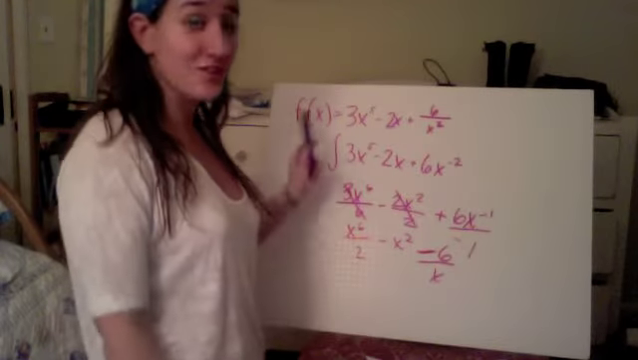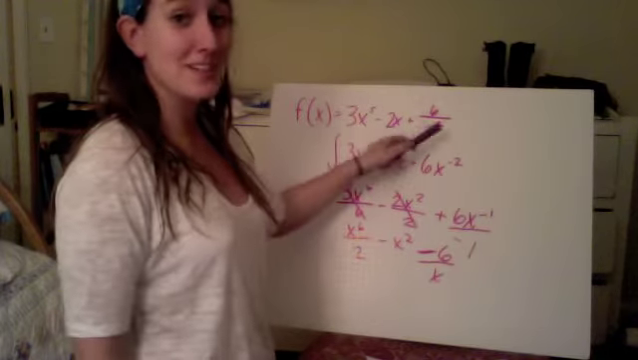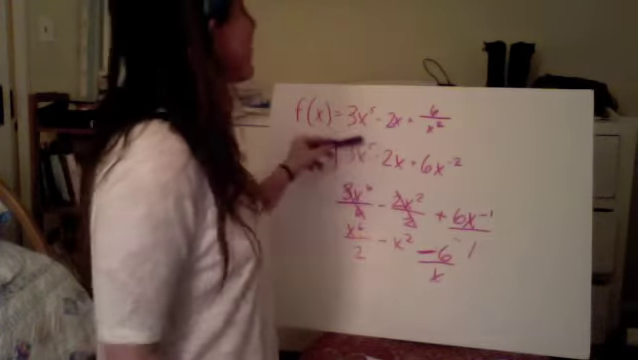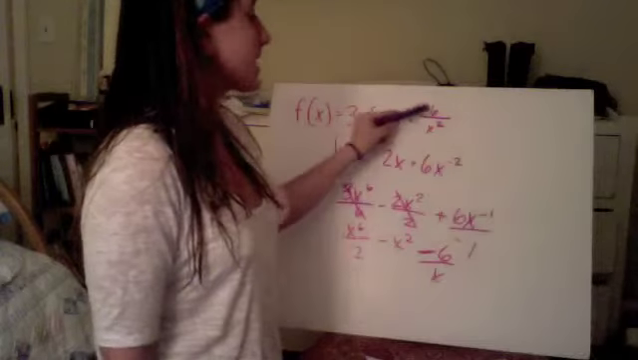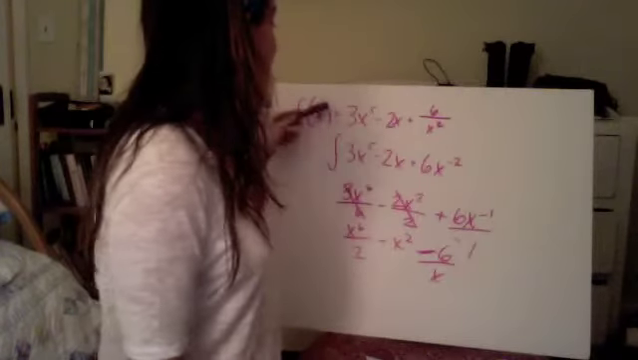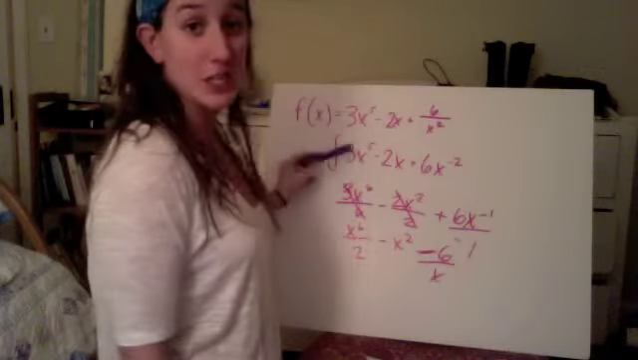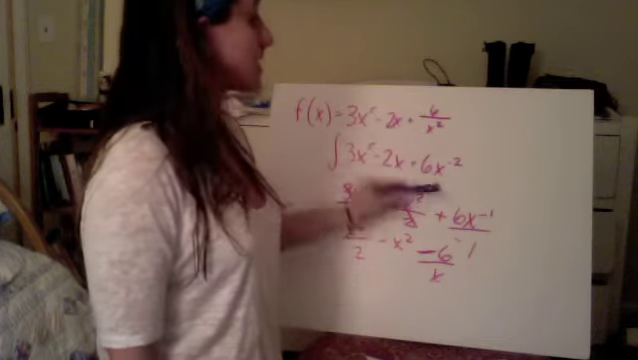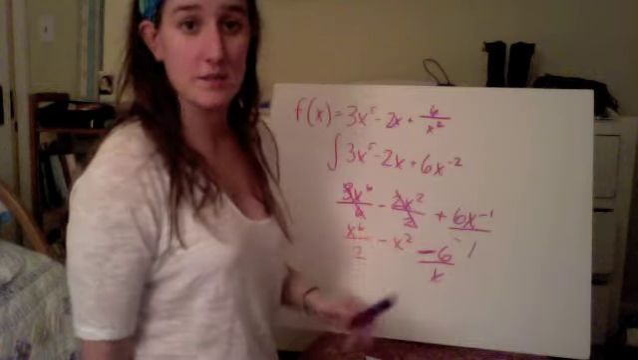Now, this one looks a little bit more complicated. It has 3 parts. I've already walked through it, so now I'll just explain. So we have 3x to the 5th minus 2x plus 6 over x squared. I simplified this and put it into the integration symbol by just bringing down these, and I simplified this term to be 6x to the negative 2, so it was easier to work with.